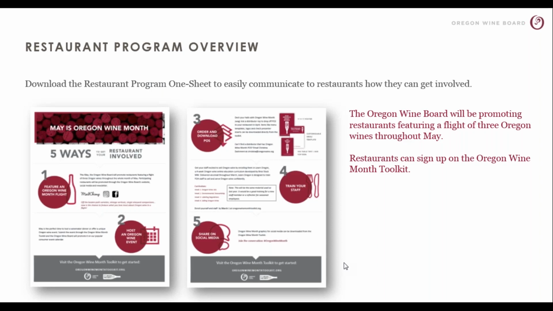We've seen restaurants rotate those flights. We've seen them highlight a different producer every week, and maybe they have the producer in for a happy hour or a wine dinner. And so there's a lot of ways you can get creative with that. And if they decide that they do want to feature a flight throughout the month of May, they just need to fill out a form. And that, again, is on the Oregon Wine Month Toolkit.